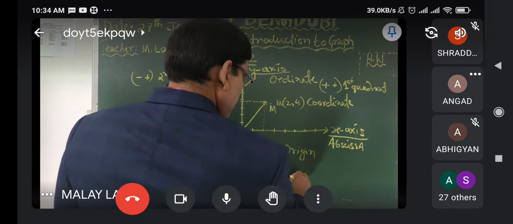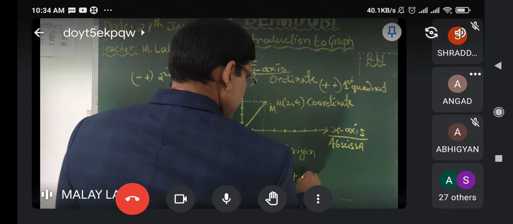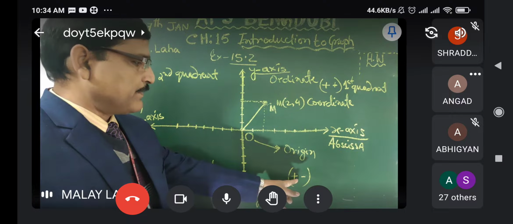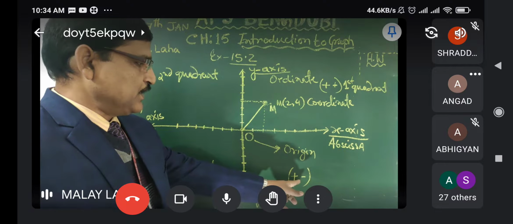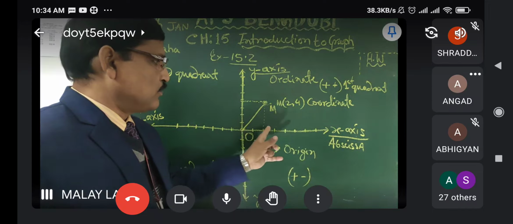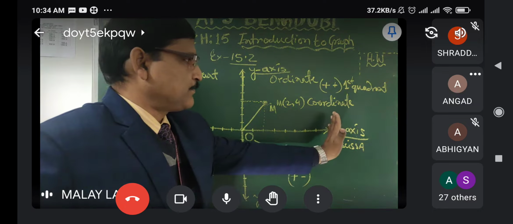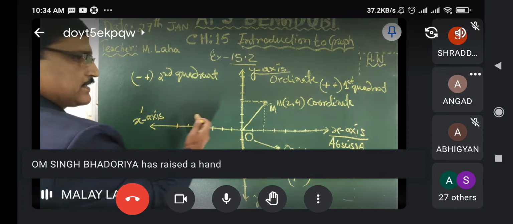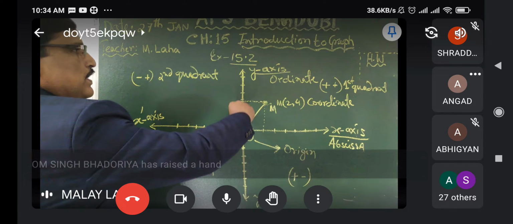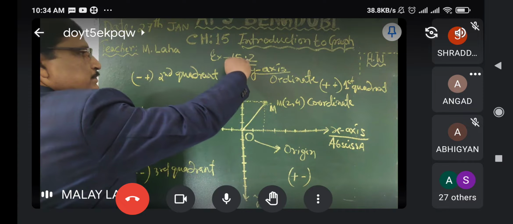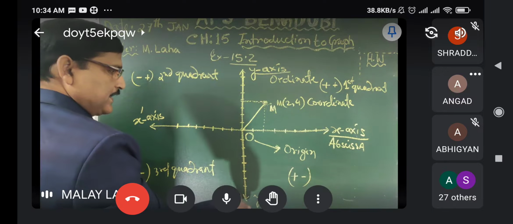So this is plus minus. This quadrant is for plus minus. That means x will be positive, y will be negative. First, you have to move in the x-axis positive direction. This is the x-axis positive direction. This is the y-axis negative direction. This is the x-axis negative direction. Y-axis positive direction. Y-axis negative direction.